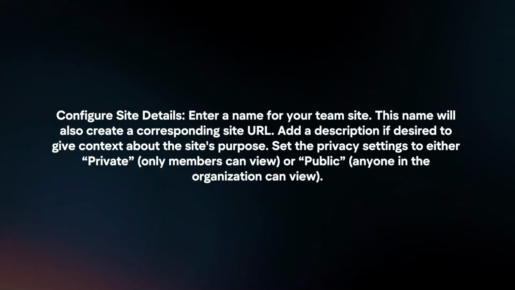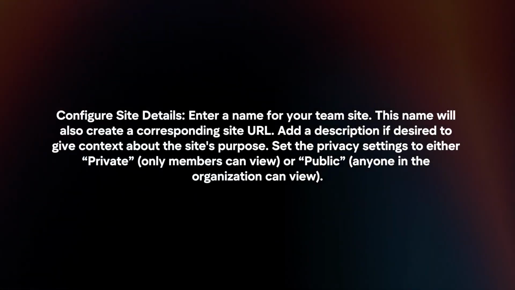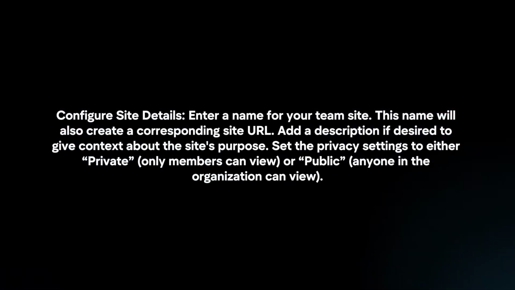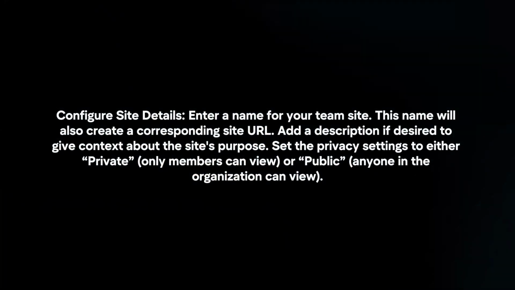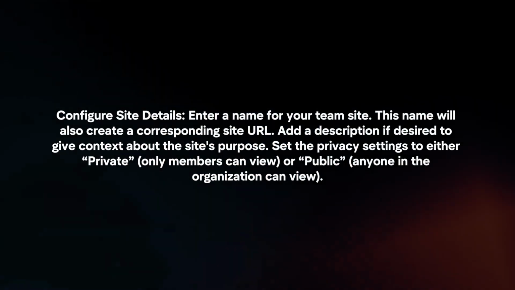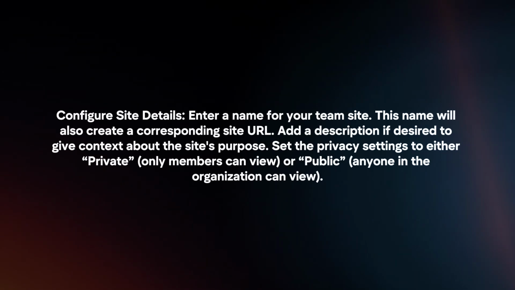Configure site details. Enter a name for your team site. This name will also create a corresponding site URL. Add a description if desired to give context about the site's purpose. Set the privacy settings to either private or public.